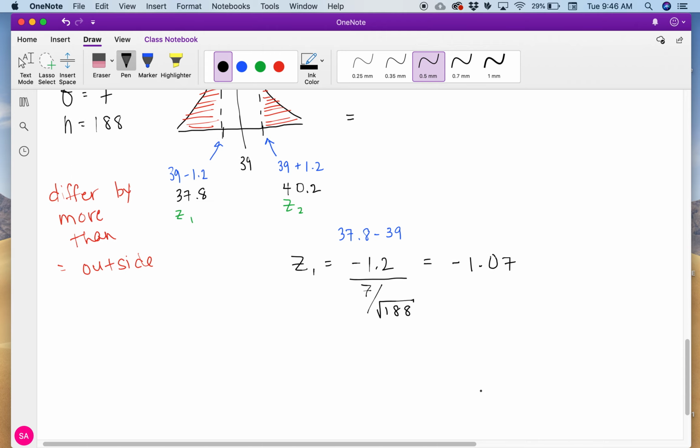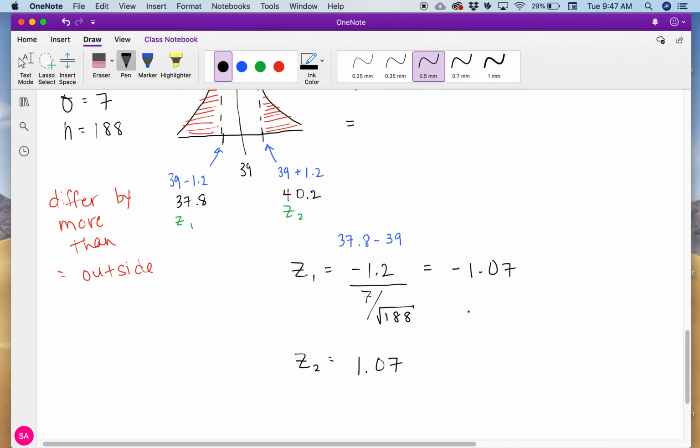All right, second trick, to make our lives a little bit easier. So these points are the same distance from the mean. It's just on different sides. This one's 1.2 away, this one's 1.2 away. So my top number is going to be exactly the same. It's just going to be positive 1.2, and the bottom's going to be the same. And basically, we're going to get the same answer as Z1. It's just going to be positive. So really, if you want, you can skip all that work, and your Z2 is going to be positive 1.07.